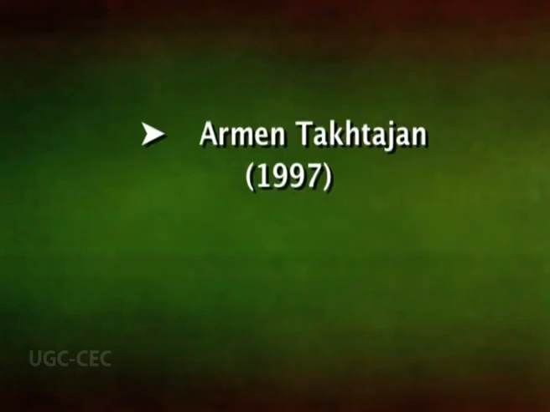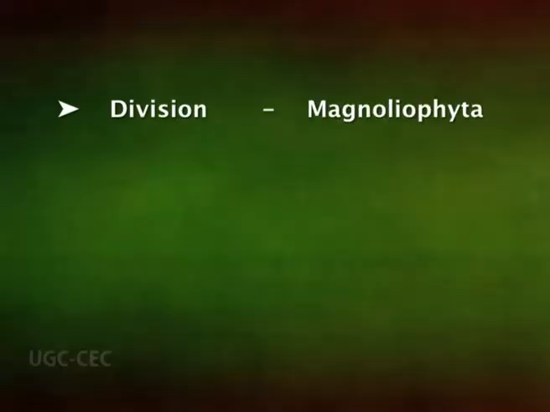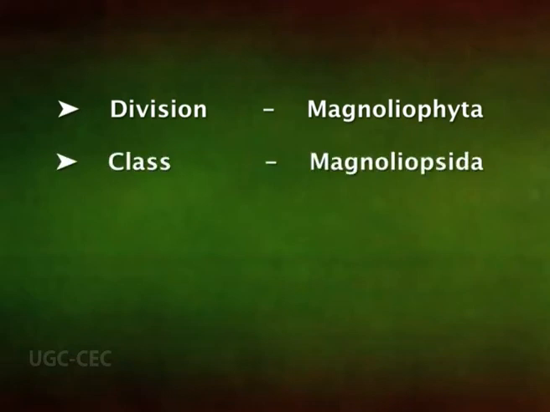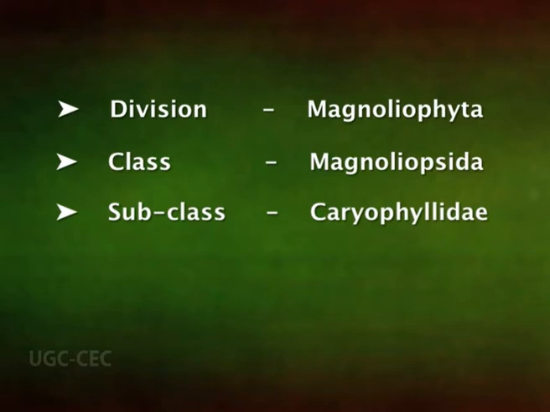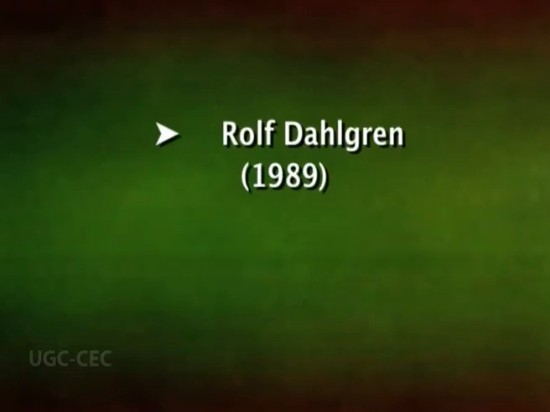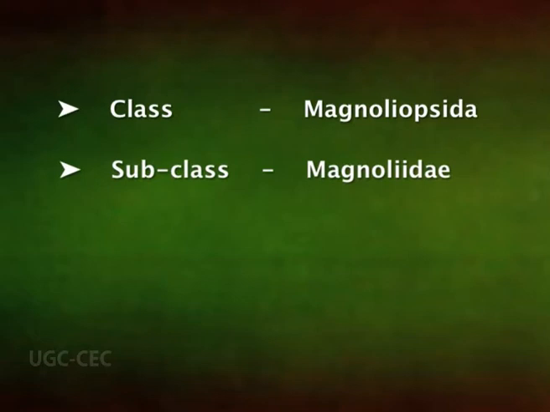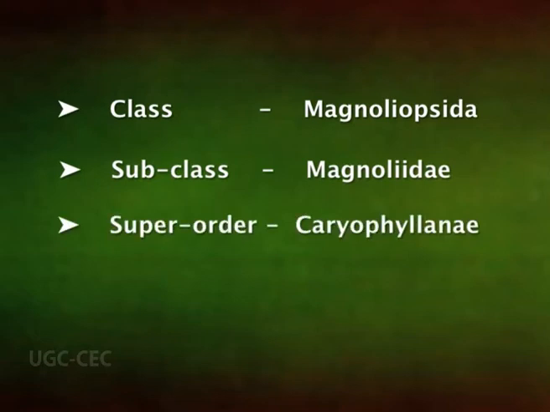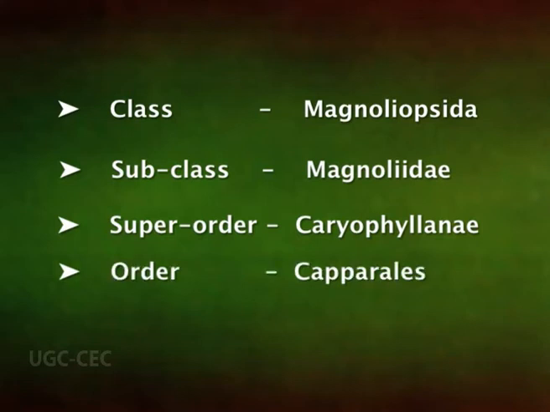Armen Takhtajan, a Russian taxonomist, placed the family in the division Magnoliophyta, class Magnoliopsida, subclass Caryophyllidae, superorder Caryophyllanae and order Caryophyllales. Rolf Dahlgren, a Danish botanist, placed the family in the class Magnoliopsida, subclass Magnoliidae, superorder Caryophyllanae and order Caryophyllales.